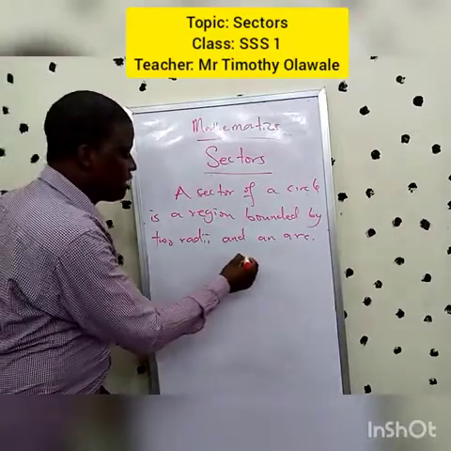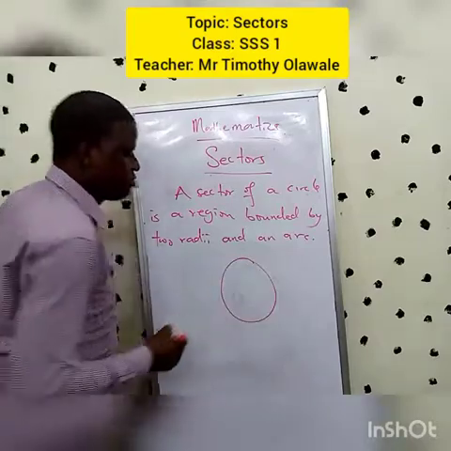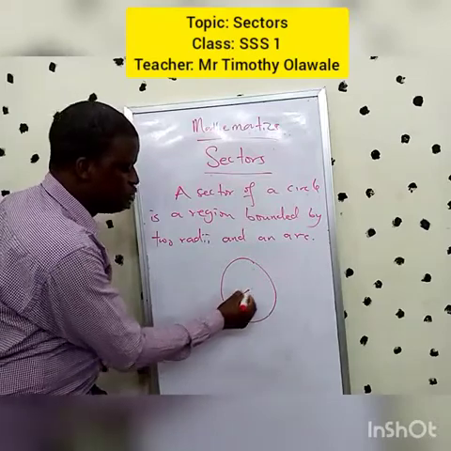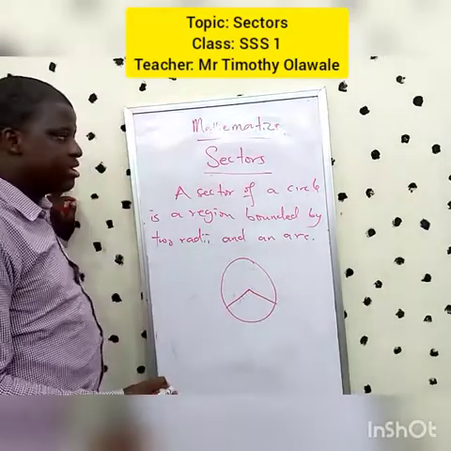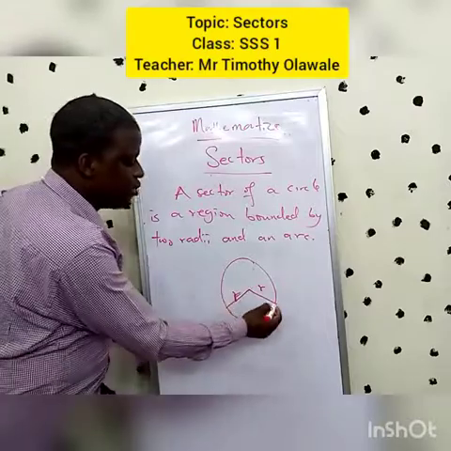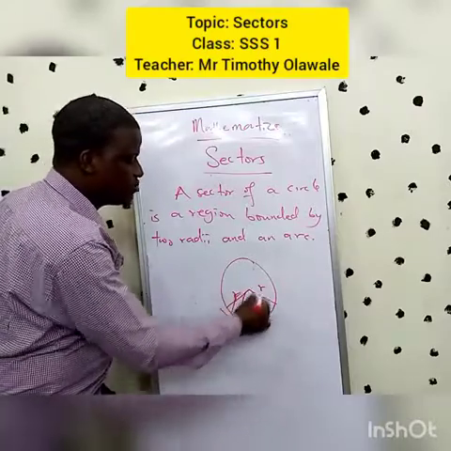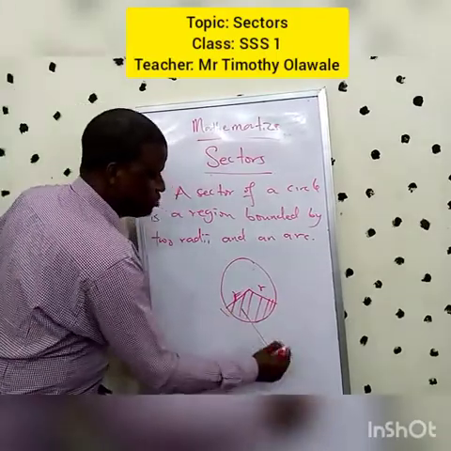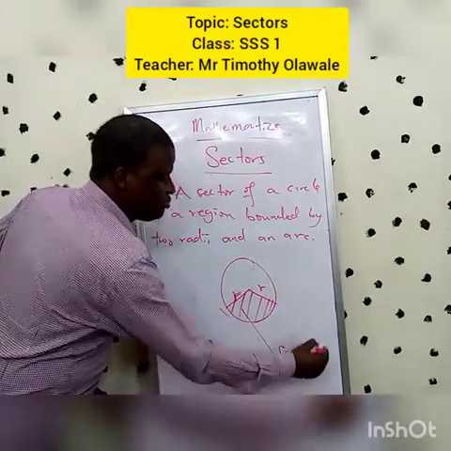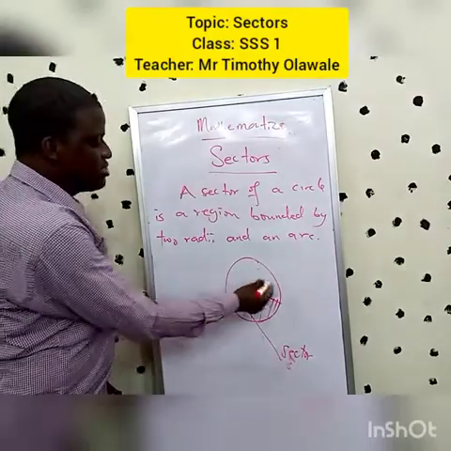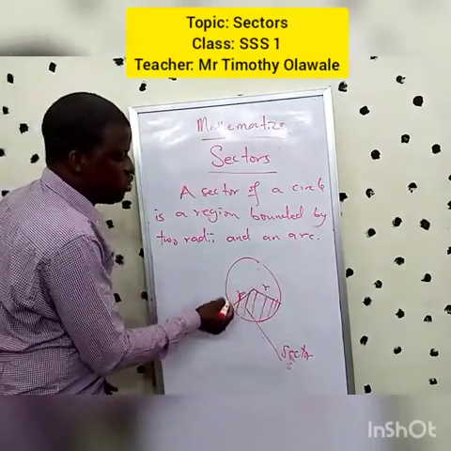So we have something like this. We have the center of the circle, we have two radii, and then we have an arc. So this region is called a sector. This is a sector. Is that clear? Now, you're going to observe that this region too is also an arc.